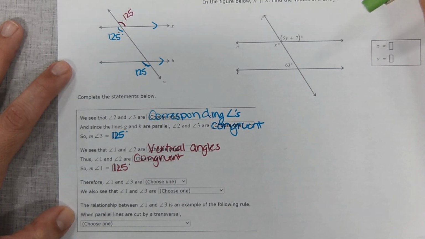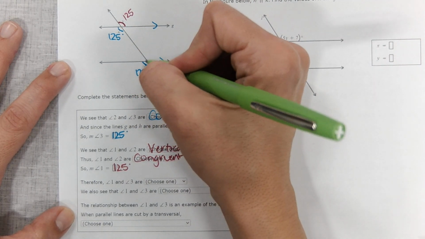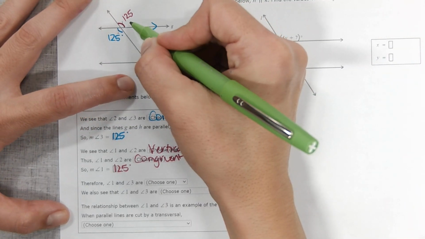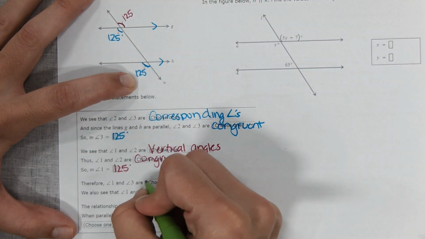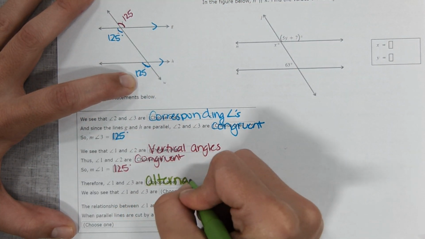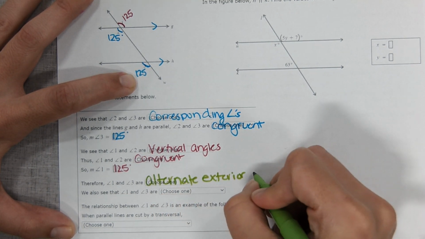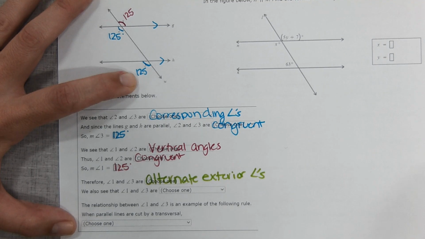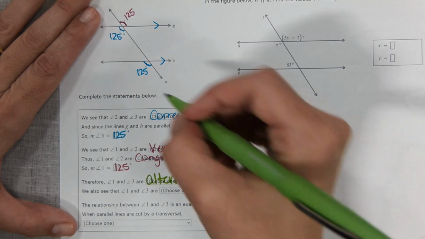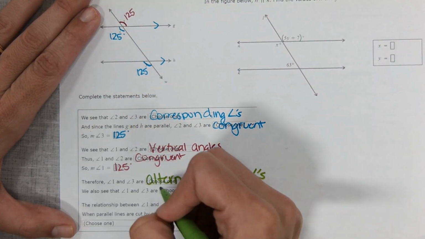And therefore, the relationship between 1 and 3: they're alternate exterior angles. 1 and 3 are congruent.